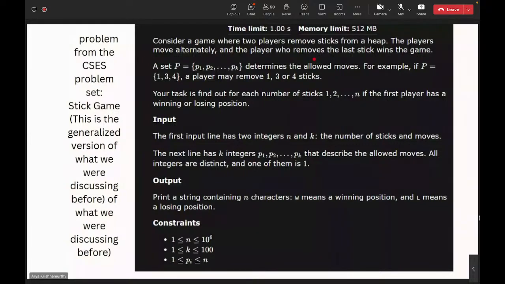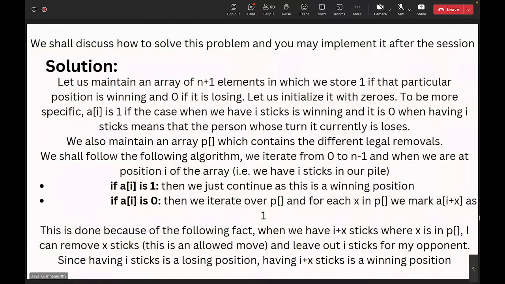We shall maintain an array of n+1 elements. Let's say the ith index denotes whether the state where there are i sticks on the table is winning or losing. So we store 1 if that particular position is winning and 0 if it is losing. We shall initialize the entire array with zeros. Now, the next few lines explain what I just told. And we also maintain the array P, which contains the different legal removals, right?